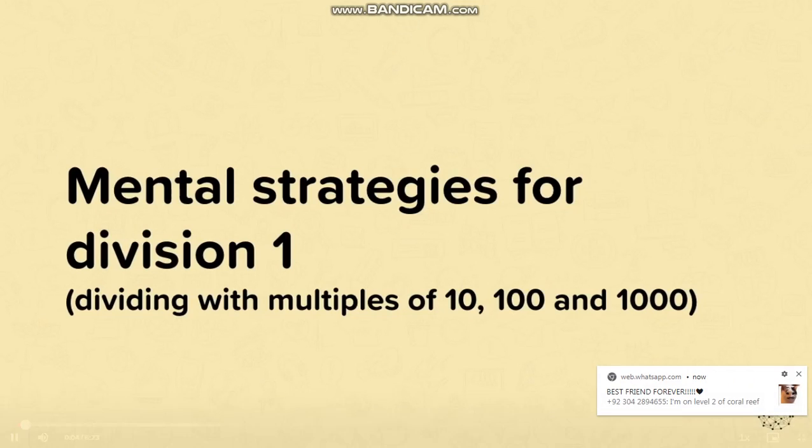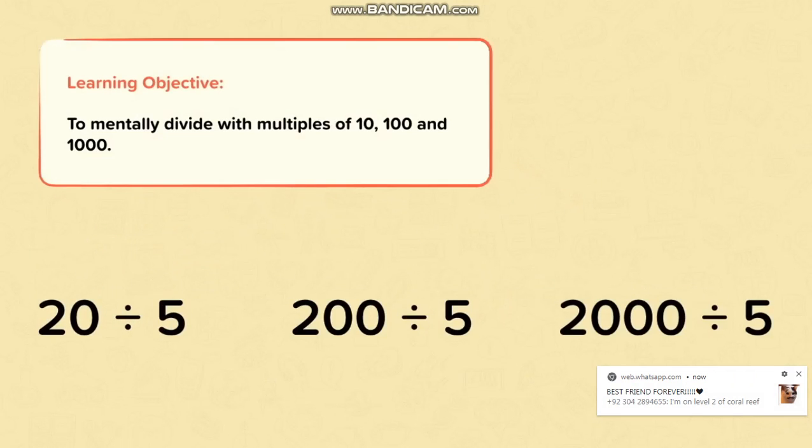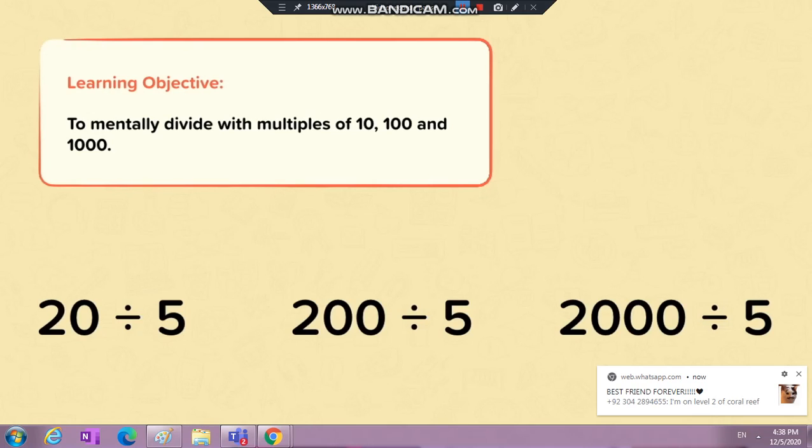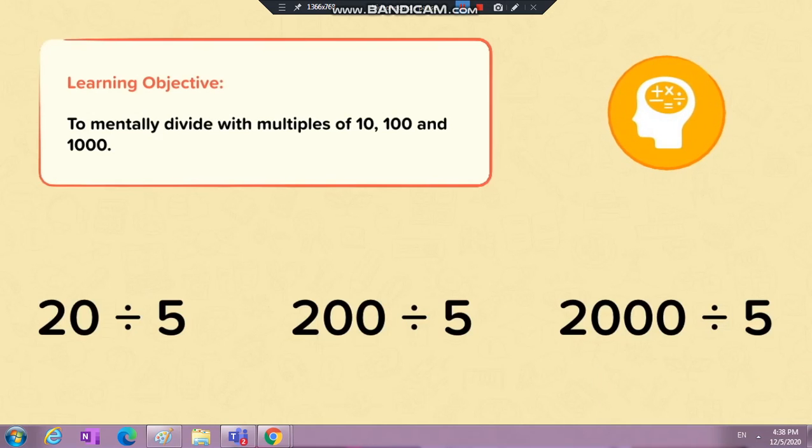Dividing with multiples of 10, 100 and 1000. In this nugget, the learning objective is to mentally divide with multiples of 10, 100 and 1000. Solving 20 divided by 5 is quite easy, but with this method, solving 200 divided by 5 and 2000 divided by 5 should be just as easy. You should be able to solve these calculations in your head.